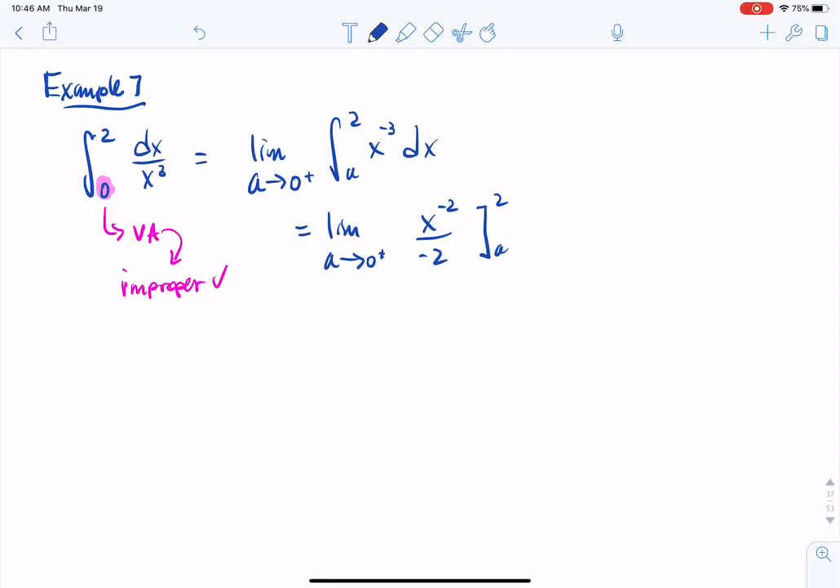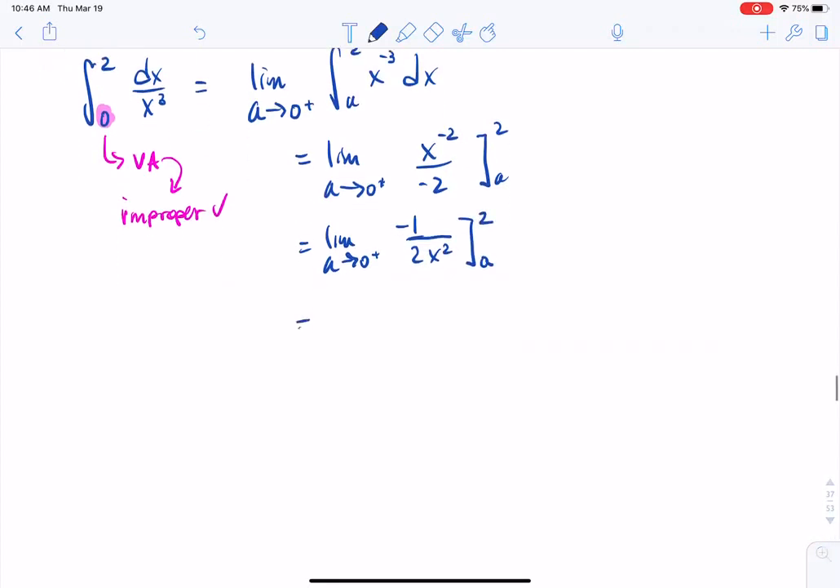Maybe do a little bit of rewriting here. I'll just take out this negative 1/2, so x to the negative 2, again from a to 2. Now we're ready to evaluate it FTC style. Negative 1 over 2 squared. 2 squared is 4 times 2 is an eighth, so negative an eighth. And then minus a negative, which makes it plus, and we would have 1 over 2a squared.